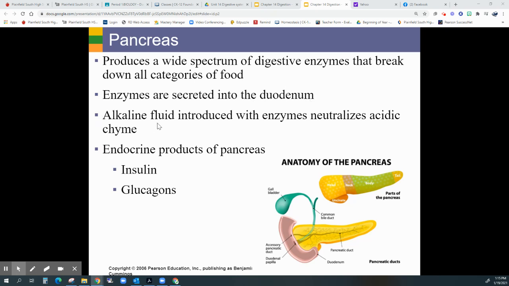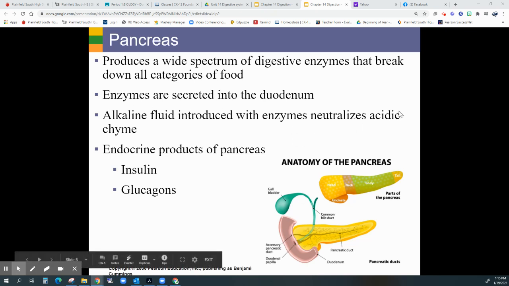All right. And then the main purpose of this really is to turn that food more alkaline. Remember, this has just come out of the stomach. All right, so it's got a lot of hydrochloric acid in it, and we need to neutralize that. Otherwise, we could cause some damage to our small intestine.